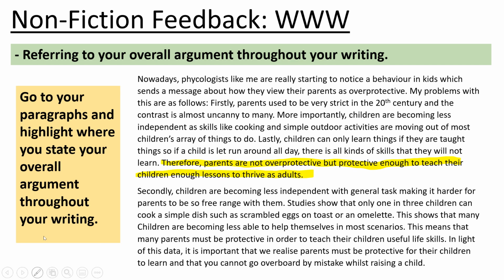Okay, now let's see, this is their data paragraph. So let's see if that refers to the same message. Secondly, children are becoming less independent with general tasks, making it harder for parents to be so free range with them. Studies show that only 1 in 3 children can cook a simple dish such as scrambled eggs on toast or an omelette. I wonder how many of you lot can cook scrambled eggs and toast or an omelette. This shows that many children are becoming less able to help themselves in most scenarios. This means that many parents must be protective in order to teach their children useful life skills. In light of this data, it is important that we realise parents must be protective for their children to learn and that you cannot overboard by mistake whilst raising a child.